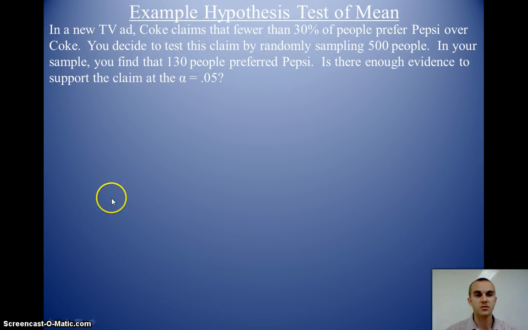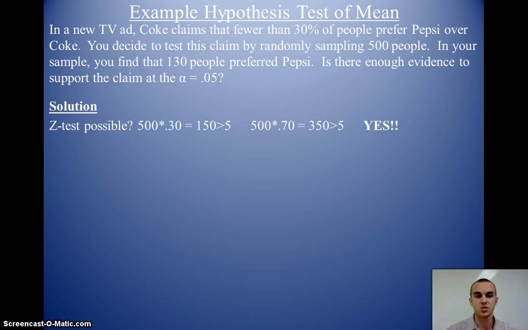So let's say I have this problem where Coke claims that fewer than 30% of people prefer Pepsi over Coke, and you want to test it with a sample of 500 people, and you find that 130 people prefer Pepsi. You want to know, is that enough to support their claim? First, I need to make sure a z-test is possible. So I do 500 times 30%, that's 150, so that's good. And then I do 500 times 70%, that's 350, that's good.